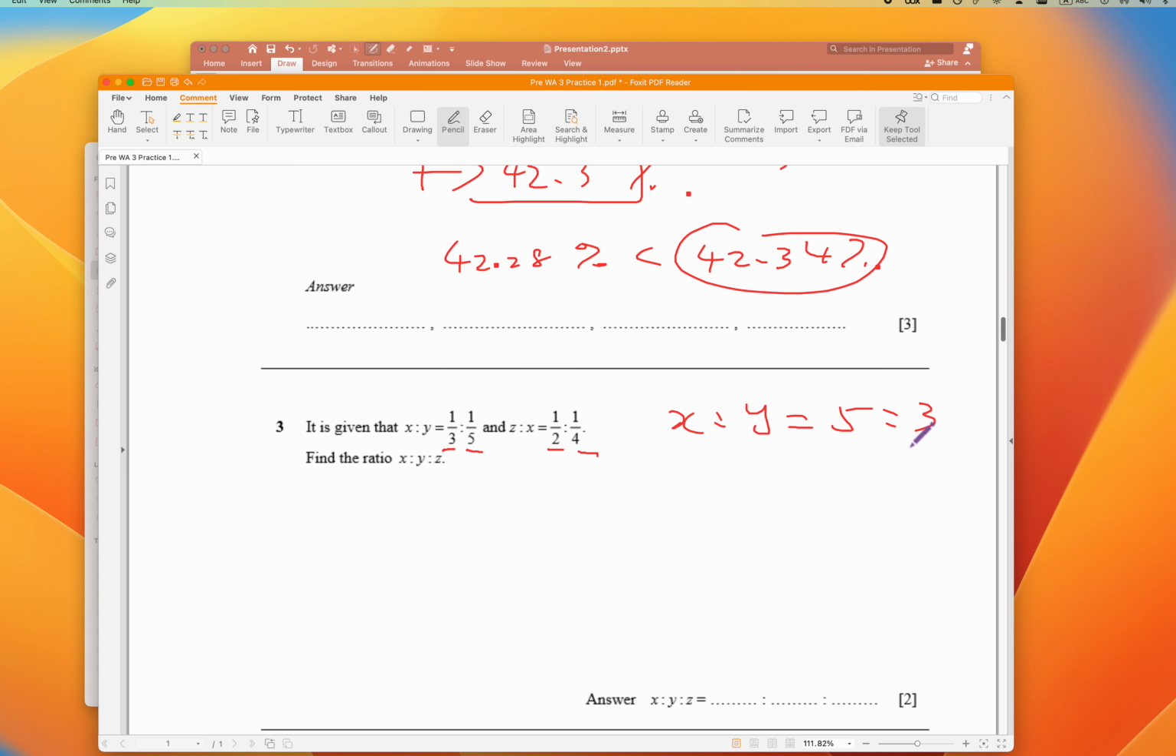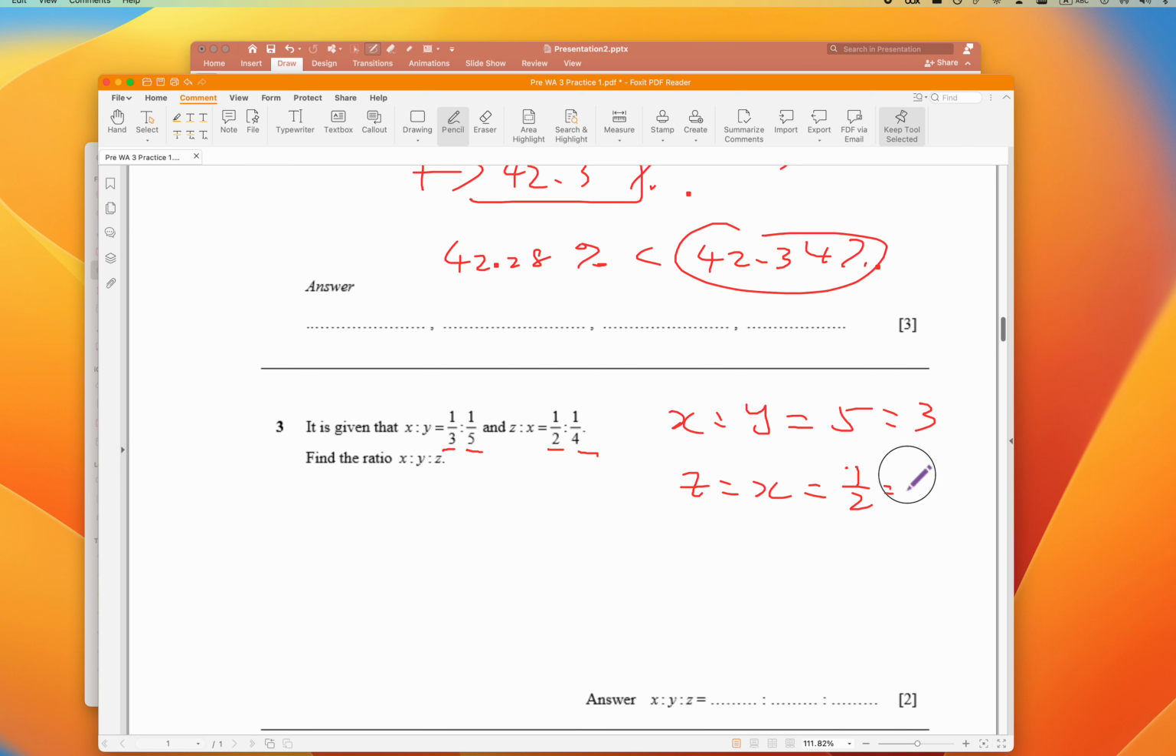So it's 5 to 3. Then this one is z to x. This is 4 to 1 to 2. 1 to 2. You times what? You times 4, is it? How do you get 1 to 2? I don't understand. Times 4.